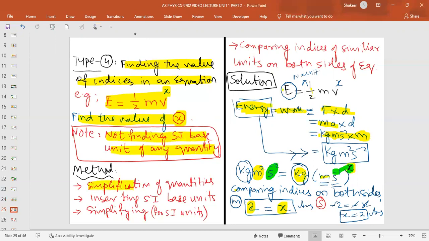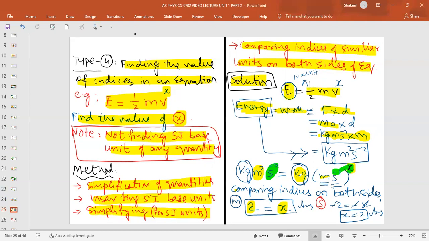So what is the method? You have to simplify the quantities. Simplification means if you don't know the unit of energy, you have to put in its formula until you know the unit of that quantity. Then you insert the SI base units, simplify, and compare indices of similar units on both sides of the equation. So let's do it.